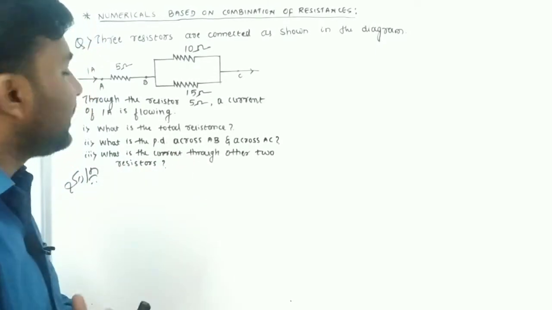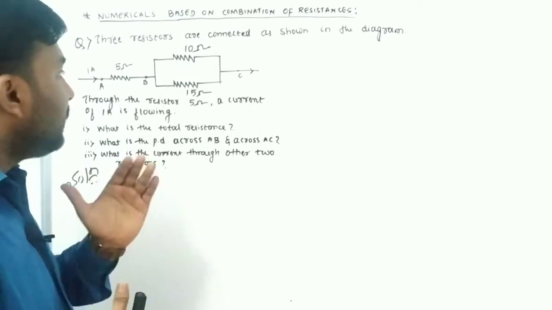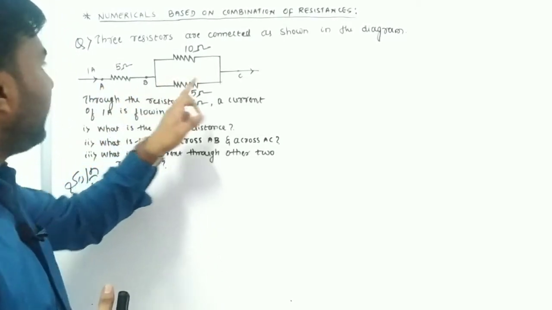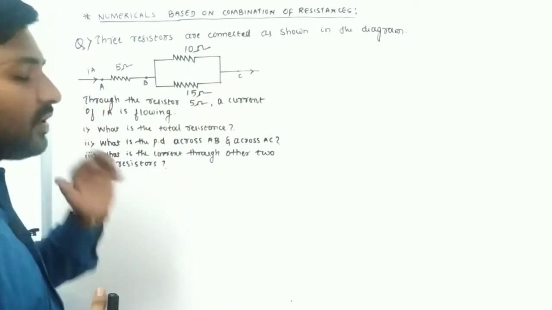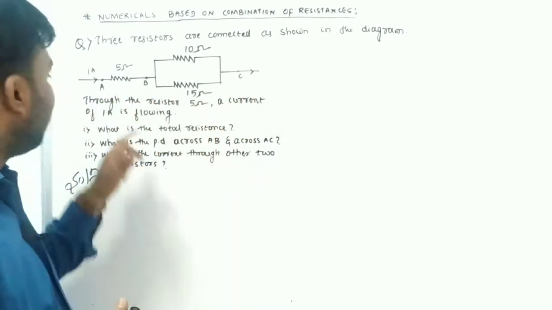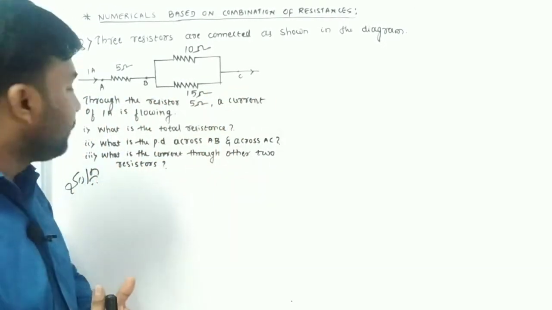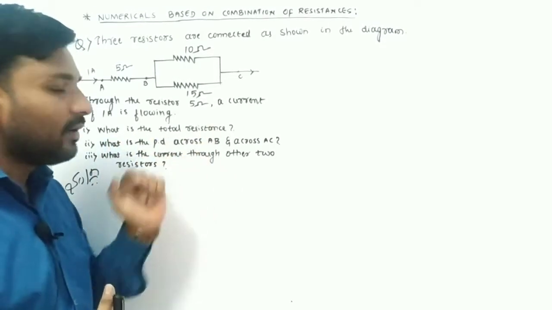Now look at the circuit diagram carefully. Here they have mentioned a total of 3 points A, B, C. Now the direction of the current they have mentioned, that current is flowing in this one direction, that is, the current is 1 ampere. Now look at here, the first question, what is the total resistance?